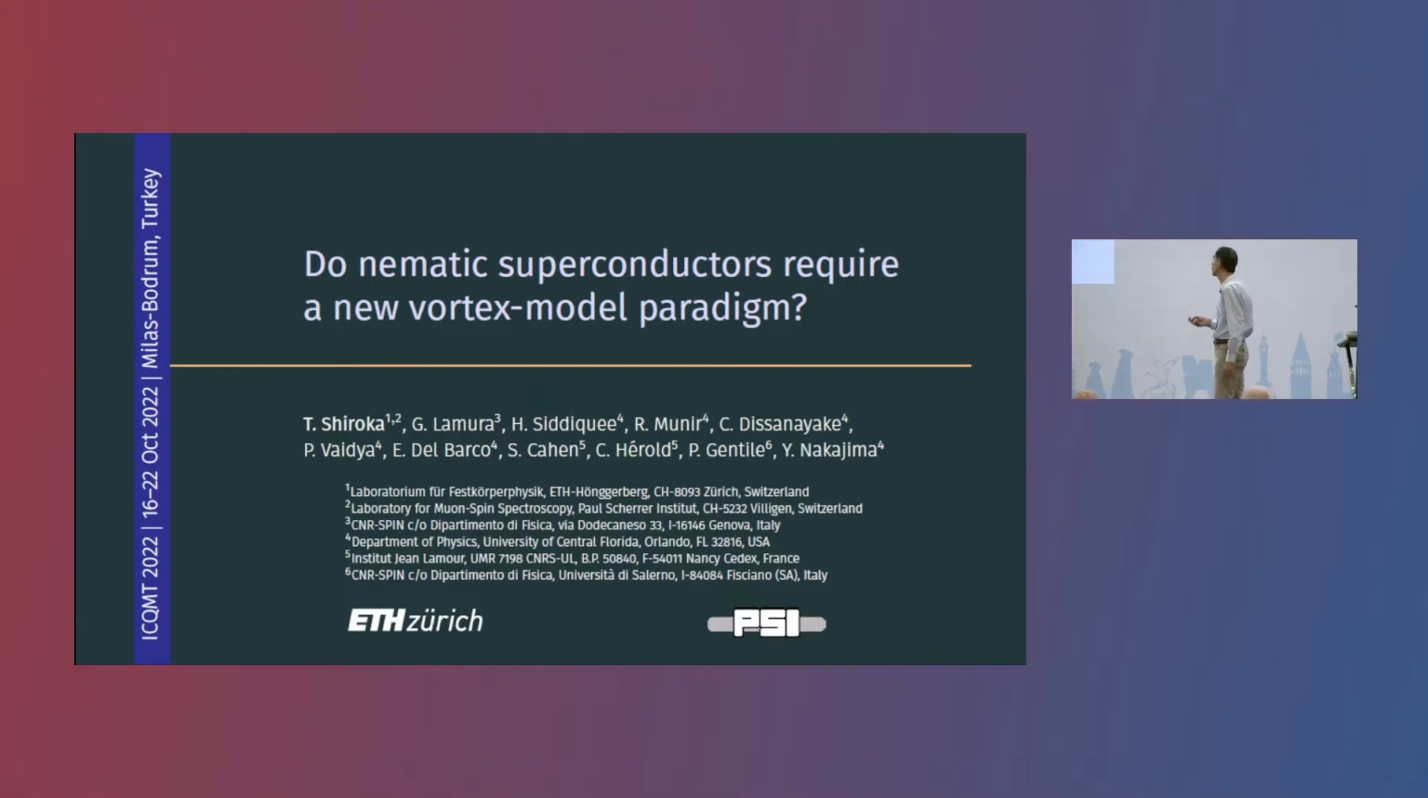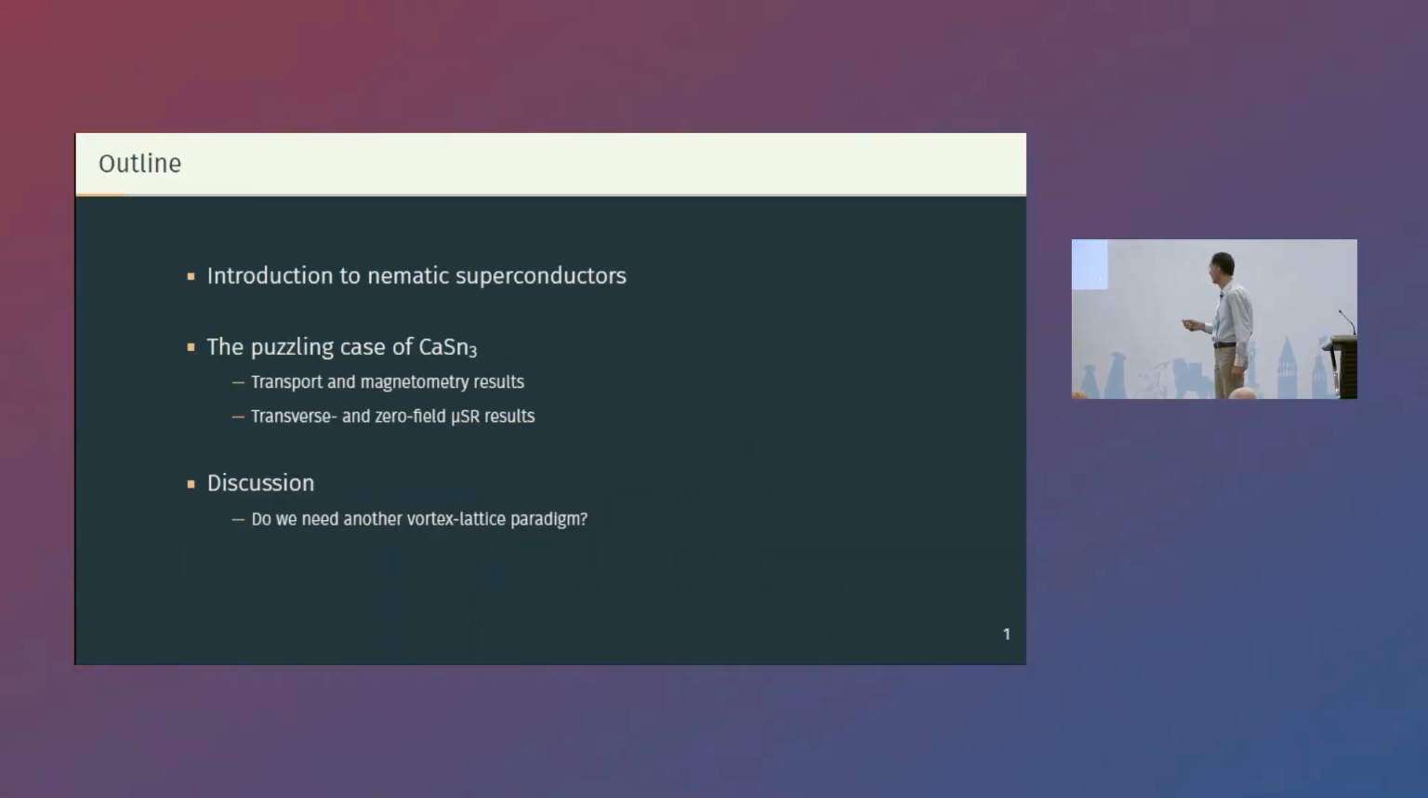Now, a very short overview of the talk. I go through a very quick introduction just to make sure we are on the same page: what exactly we mean by topological nematic superconductors. Then we see a special case, which really puzzled us a lot. And we go through two types of measurement, transport and magnetometry, and muSR. Now, some of you might not even be familiar with this technique. This is very important because it's a bulk technique.